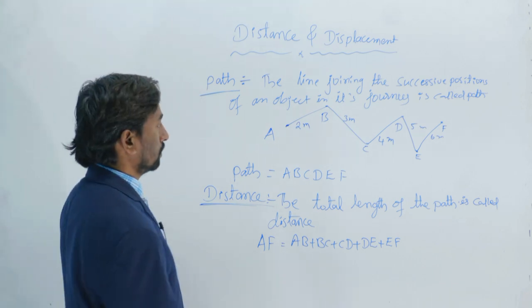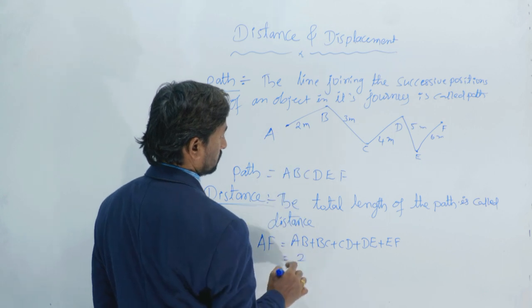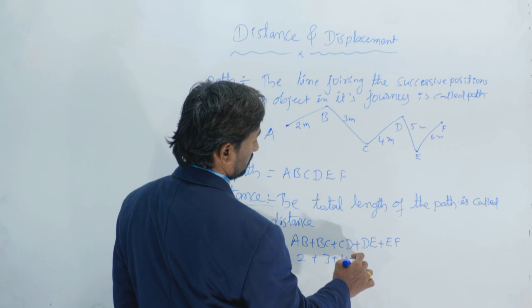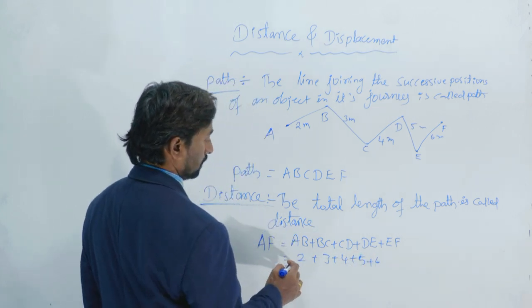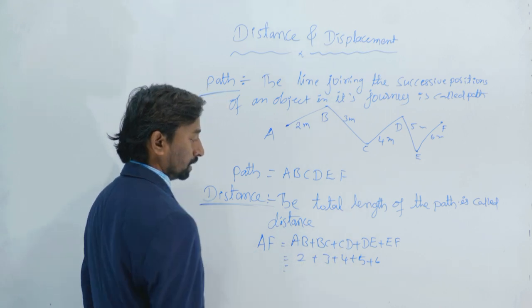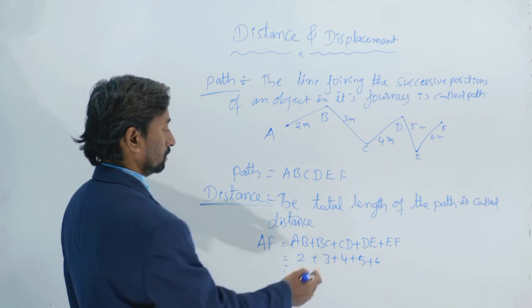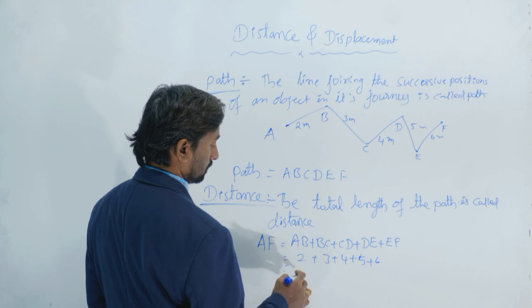Now AB, how much is it? AB is 2 meters, and BC is 3 meters, plus CD is 4 meters, plus DE is 5 meters, plus EF is 6 meters. How much do we get? 2 plus 3 is 5, and 4 plus 6 is 10, and this is 10. So it is 5, 5, 10 and this 10. It is 20 meters.